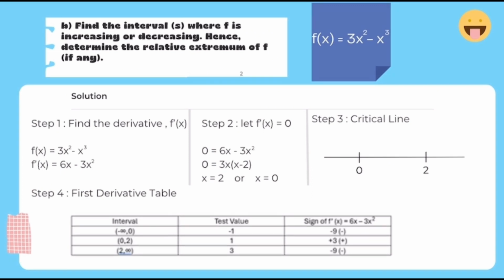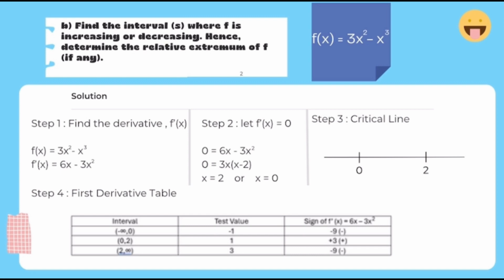The next step is to find the intervals where f is increasing or decreasing, hence determine the relative extremum of the function, if any. We need to differentiate the function and get 6x minus 3x squared. After that, we make it equal to 0, so 0 equals 6x minus 3x squared, and then find the x values. After that we draw the critical line to see the range of the intervals.